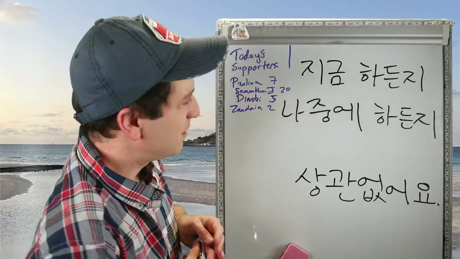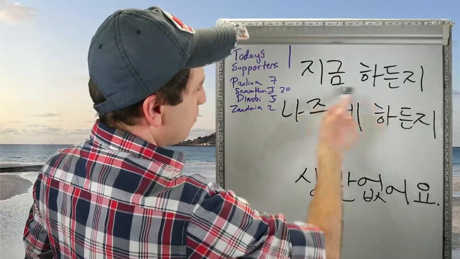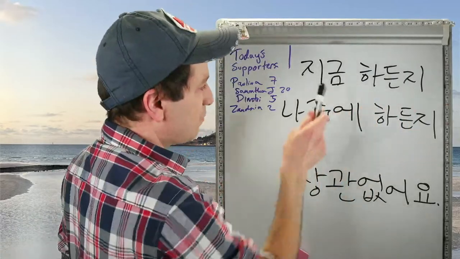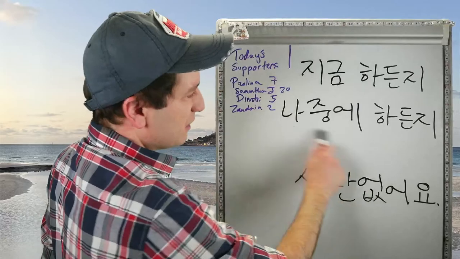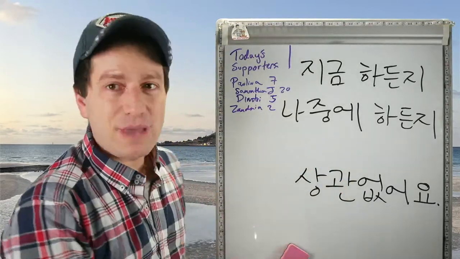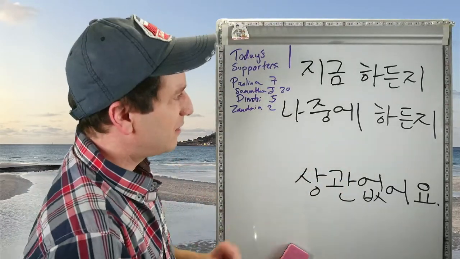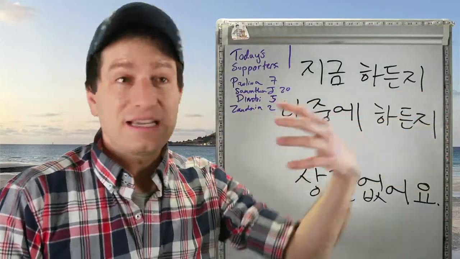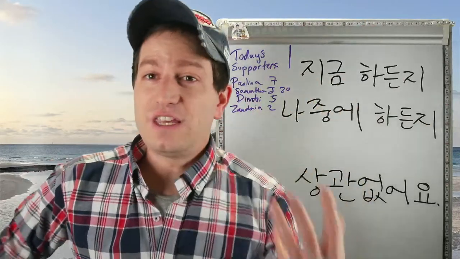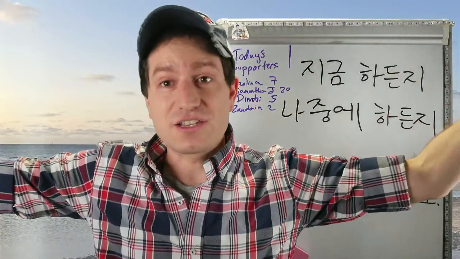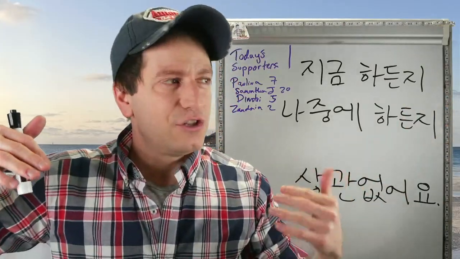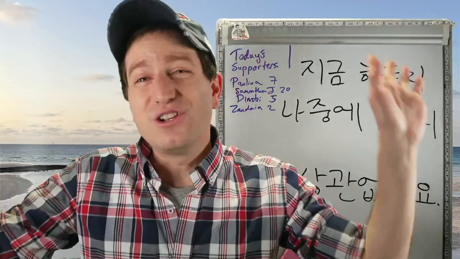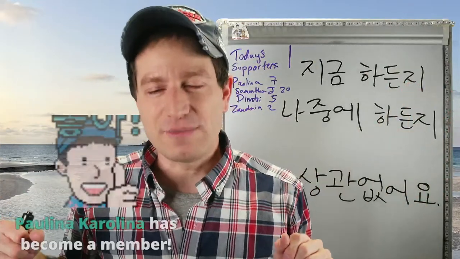It doesn't matter. 지금 하든지, whether or regardless of whether you do it, 하다, you do it now, 지금, or regardless of whether you do it 나중에, later, doesn't matter whether you do it now or do it later. As soon as we get to this part of the sentence, 지금 하든지, we already know the speaker's feeling. The nuance of the sentence is already finished. So you don't have to hear a whole sentence to get what this feeling is. And the feeling is whether you do it now, that's the whether I mean.